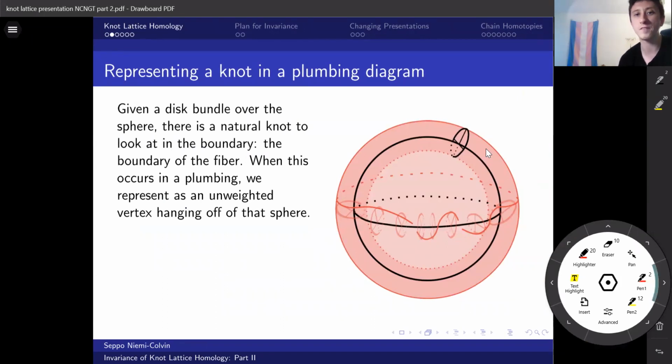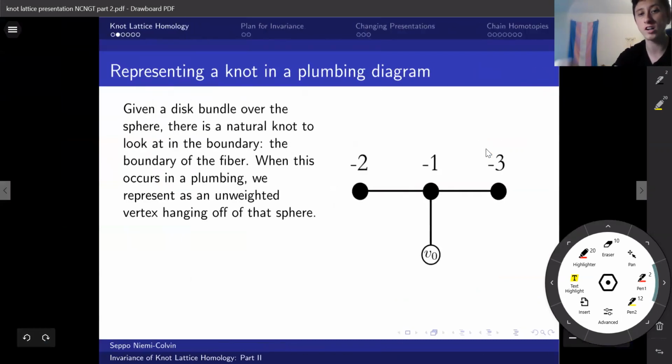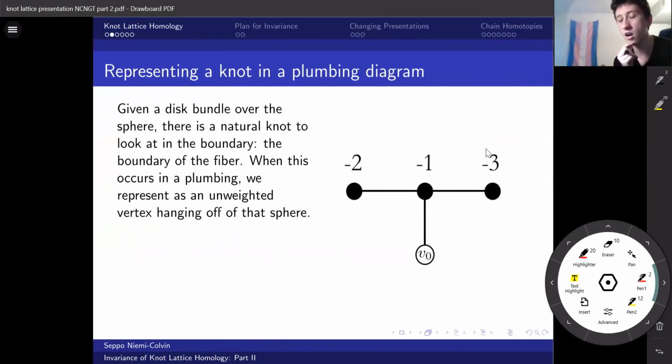Given a disk bundle over the sphere, there is a natural knot to look at in the boundary, which is the boundary of the fiber. When this occurs in a plumbing, we can represent it as an unweighted vertex hanging off of that sphere. In the case of lattice homology, we weren't concerned with all plumbings. We were just concerned with the negative definite ones, which had an algebraic interpretation. And that will be true here as well.